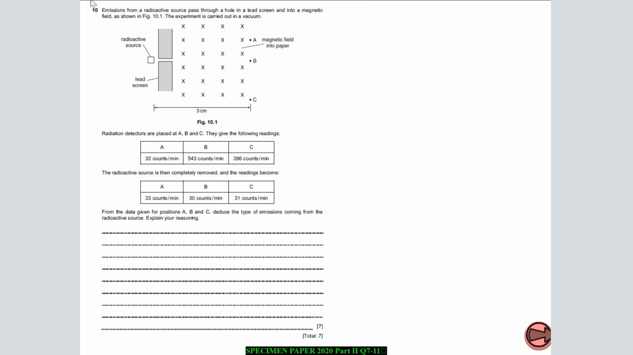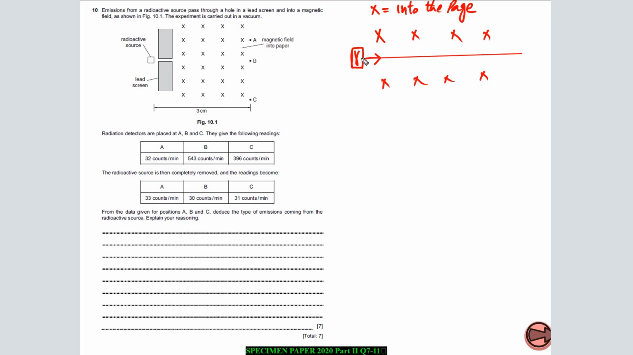Question number 10 is about radioactivity, but this is a kind of combination of electromagnetism and radioactivity. So first of all, we need to understand if we have a magnetic field that is into the page. This symbol, cross, means into the page. So the cross is telling us that the magnetic field is into the page. So we can simply draw these arrows. Now, first thing we need to understand, if gamma particles are coming, gamma particle, we simply understand this particle will just go in a straight line like this.